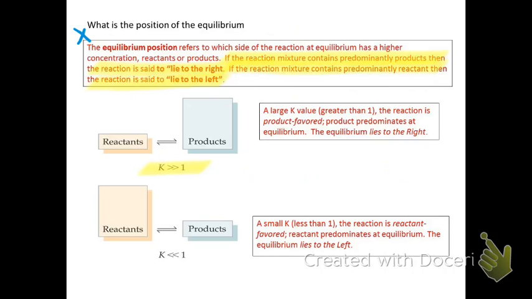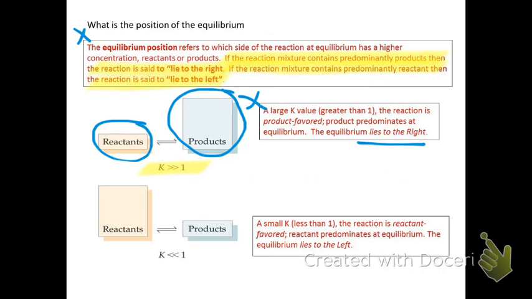A large K value, one that is greater than 1, means the reaction is product favored. So the greater the K value, greater than 1, the more product favored it is, and that means the product predominates at equilibrium, and the equilibrium lies to the right. That's kind of depicted here, where we have more products than reactants, and so the equilibrium lies to the right.